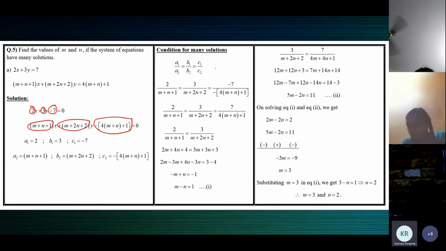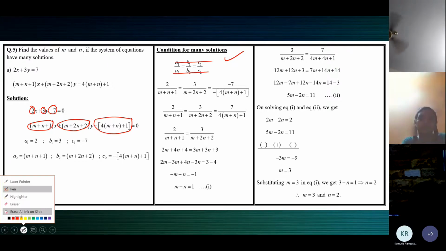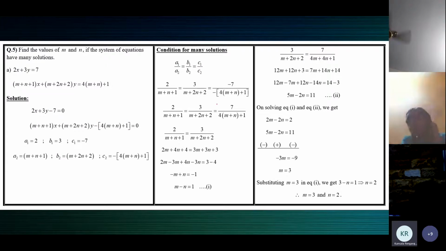Then after that, write the condition for many solutions. In the condition, substitute the values of A1, B1, C1, A2, B2, C2. Now we will have to construct two equations in M and N. Equate these two. See, that's what we do here.